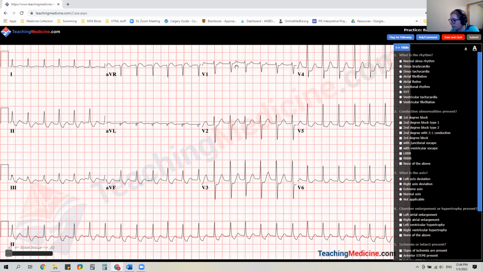Intervals, PR is long, very long. So that long PR is why I think AV block 1. QRS is normal. QT, normal. It's less than half. Checking for hypertrophy. Don't see it there. No, not enough. No, so no hypertrophies. Check over here. No, no hypertrophy. And there's no bundle branch blocks. The QRS isn't wide.